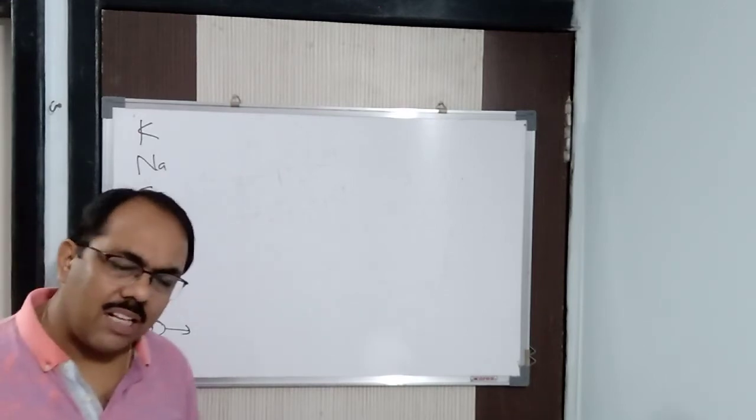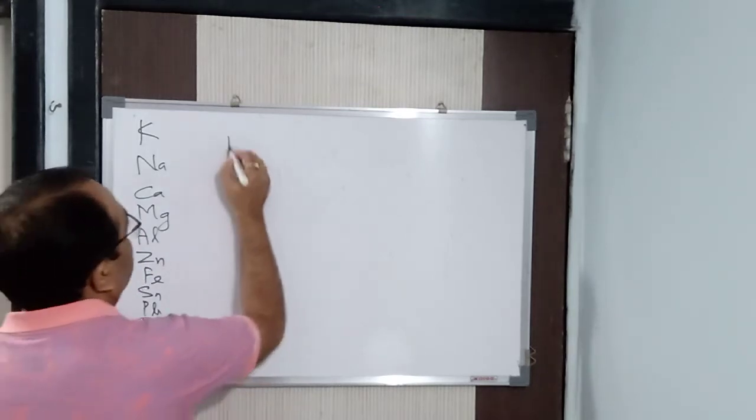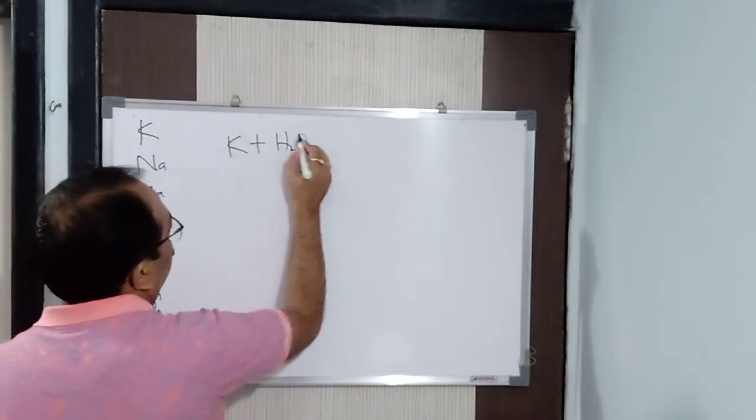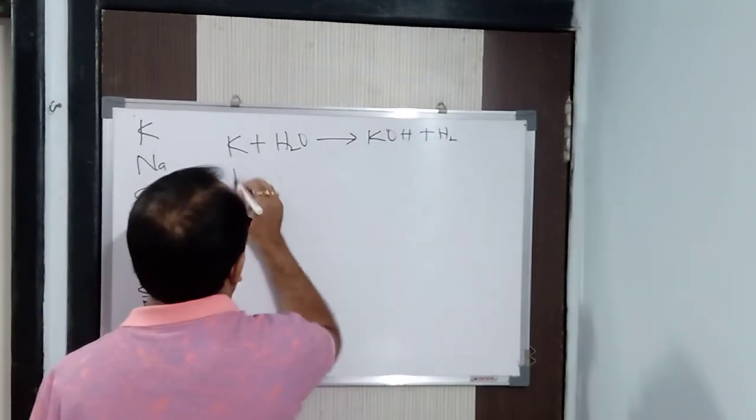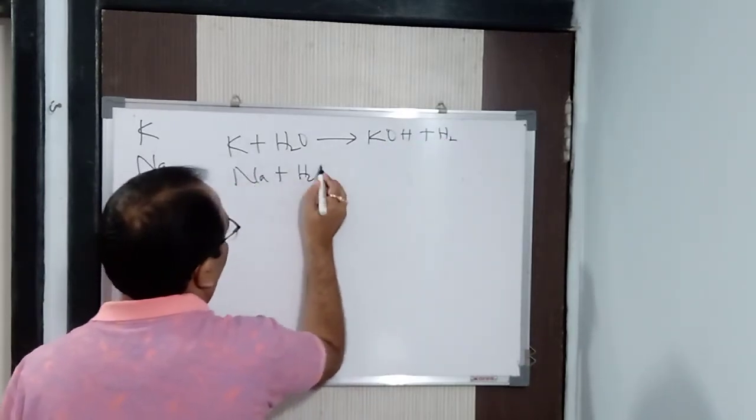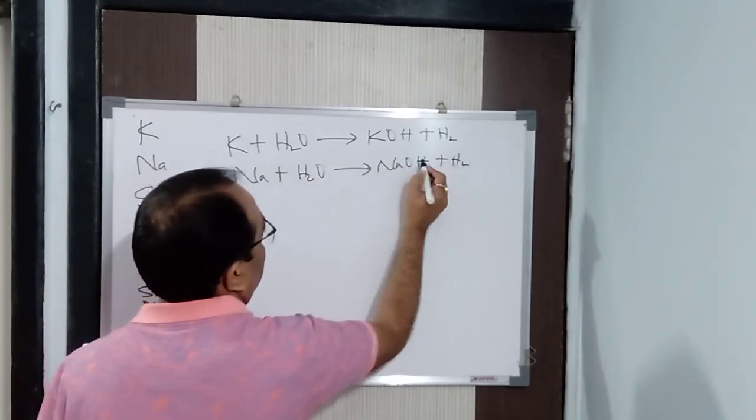So in both cases, when sodium reacts with water and potassium reacts with water, K plus H2O will give you what? KOH plus H2. You can balance this. Similarly, Na plus H2O will give you NaOH plus H2. You can also balance this equation.